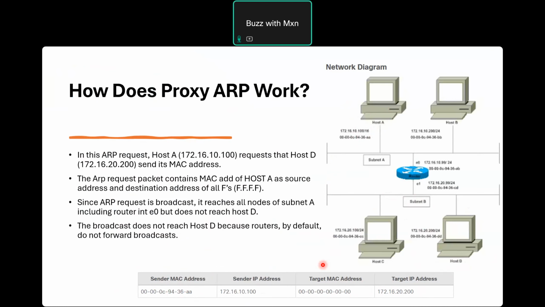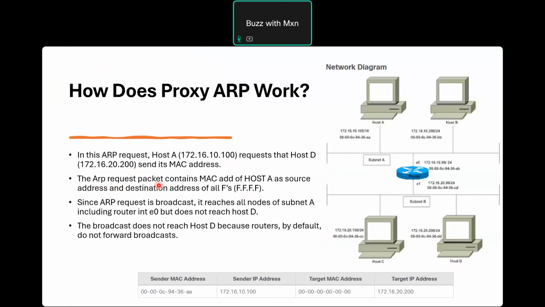Moving ahead, in the same example, the ARP request sent from host A requests that host D send its MAC address. Once the ARP request is generated from host A, what it wants is the MAC address of host D so that it can communicate with it. The ARP request packet contains the MAC address of host A as the source address and a destination address of all Fs.